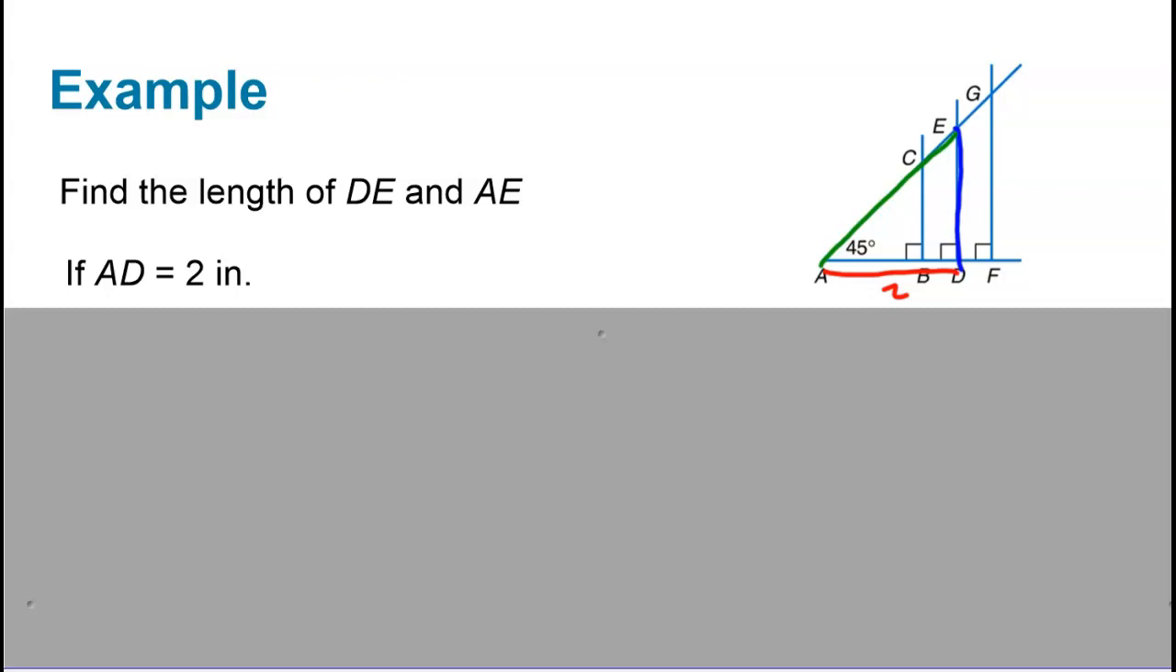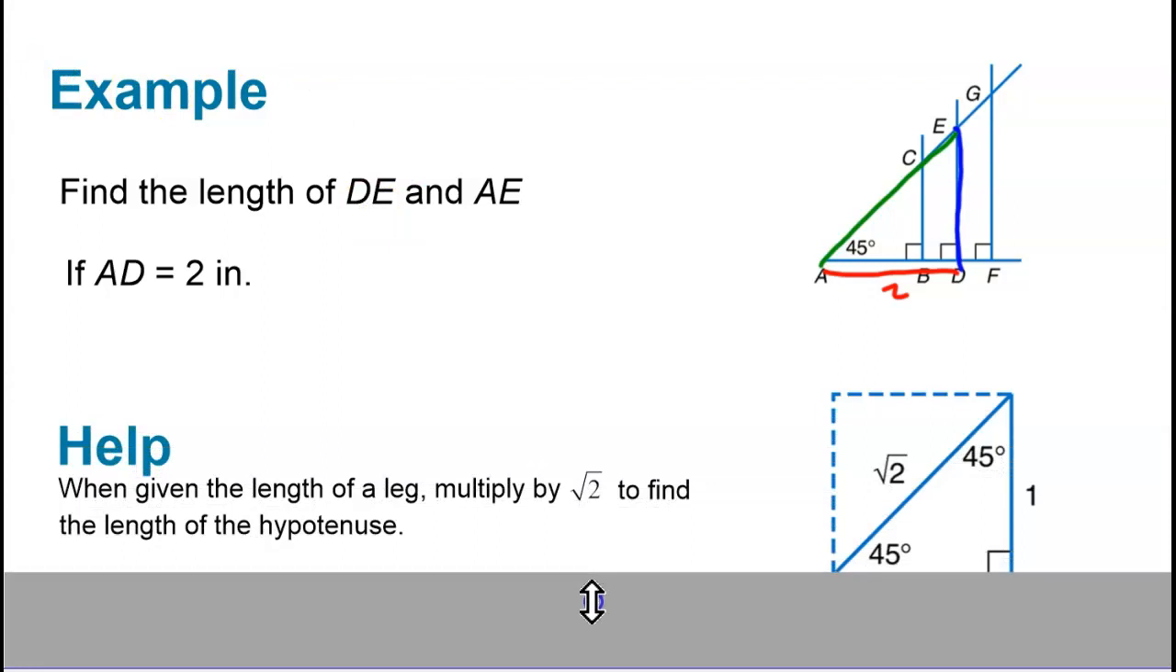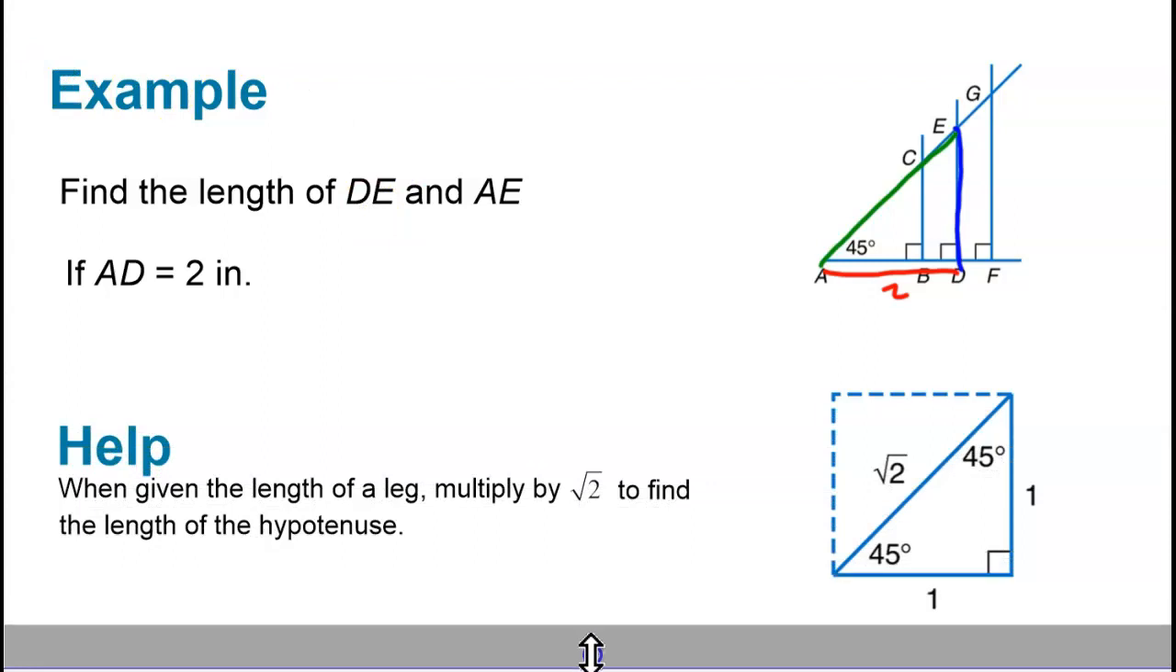Okay, so we're back. Hopefully you've gone back to your rule and you've seen that when you're given the length of a leg, in this case you're given the length 2, then you multiply by the square root of 2 to find the hypotenuse, and so you end up with 2 square root of 2 as the answer for this problem right here.